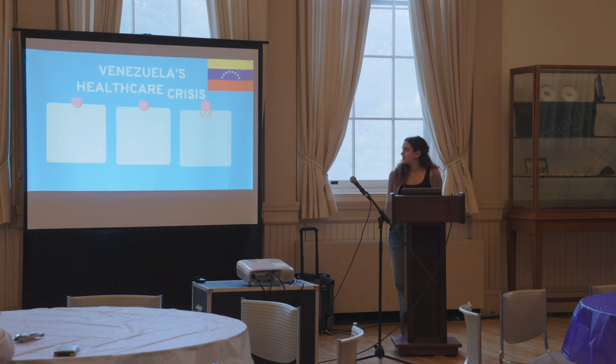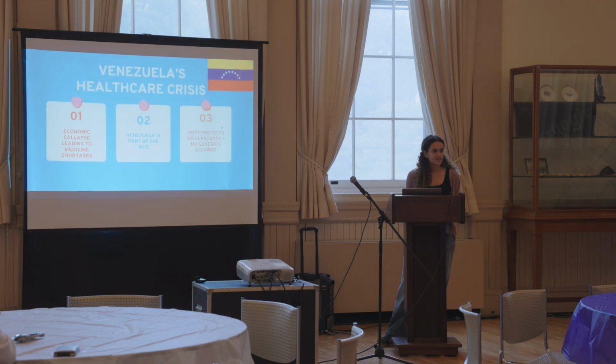So for the first case study, we're focusing on Venezuela. Venezuela has had a serious economic and political crisis for almost 10 years now. One of the worst parts of this crisis is the breakdown of their healthcare system. Since around 2014, hospitals and pharmacies have had major medicine shortages. So even basic things like cancer medicine and insulin are not able to be found in Venezuela anymore.